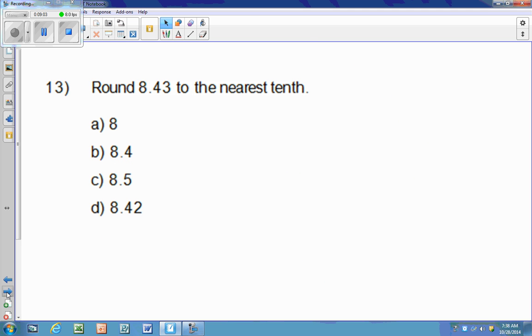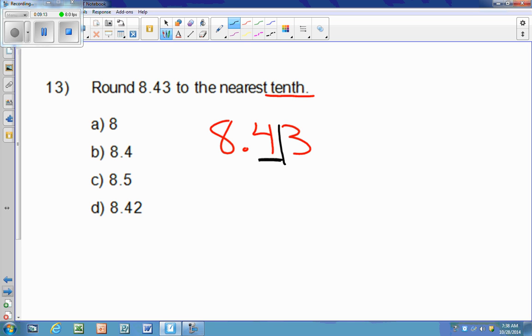Number 13, it wants me to round, so I'm going to rewrite my number and I'm going to use all of my strategies. It wants me to round to the tenths. Since it wants me to round to the tenths, I underline my number in the tenths place, box the number to the right. Since this 3 is less than 5, I know that I have to leave my neighbor alone. Remember, I'm only looking in the window, I can't touch it. So I leave my neighbor alone. Everything to the left stays the same, and I drop everything to the right. And so my answer is right there.